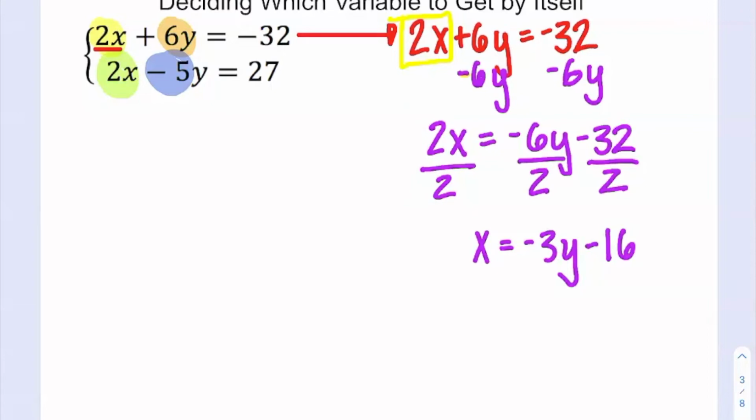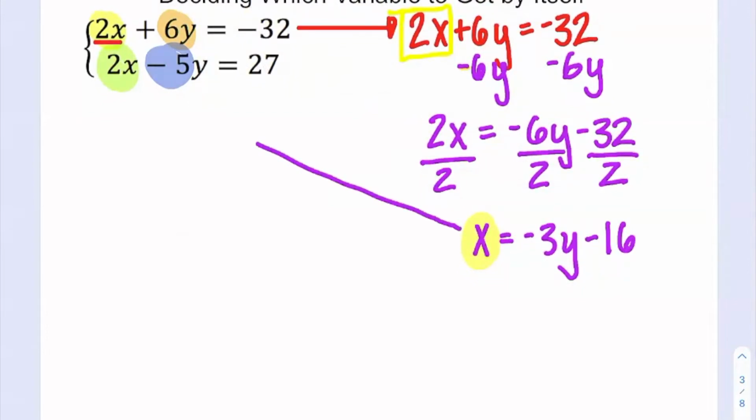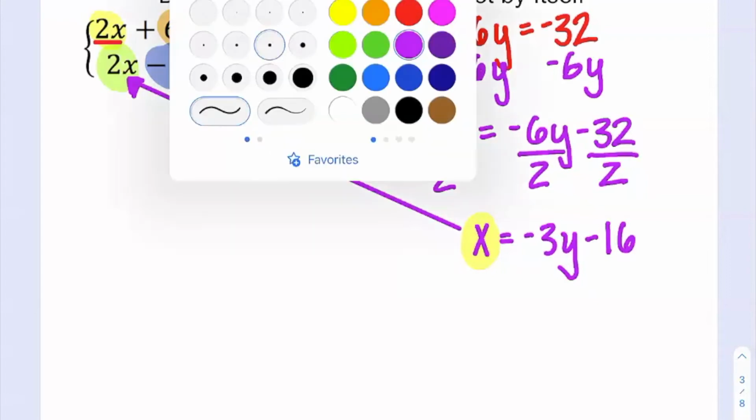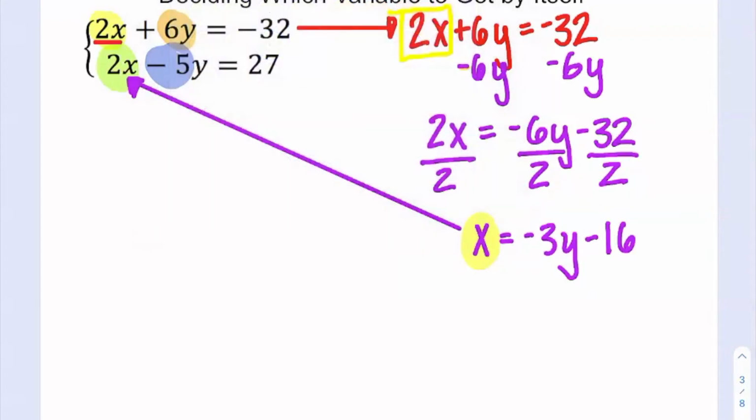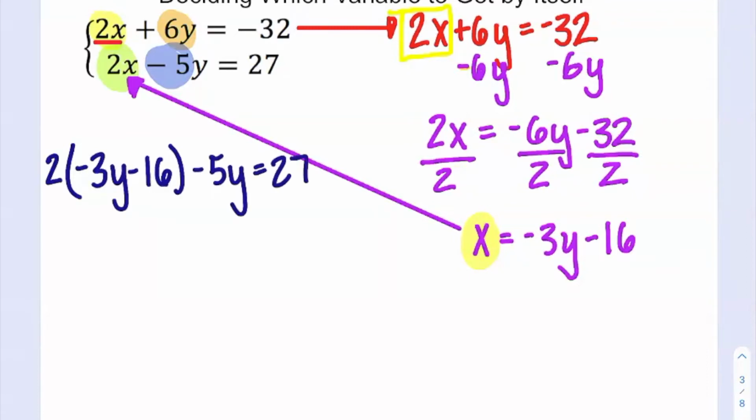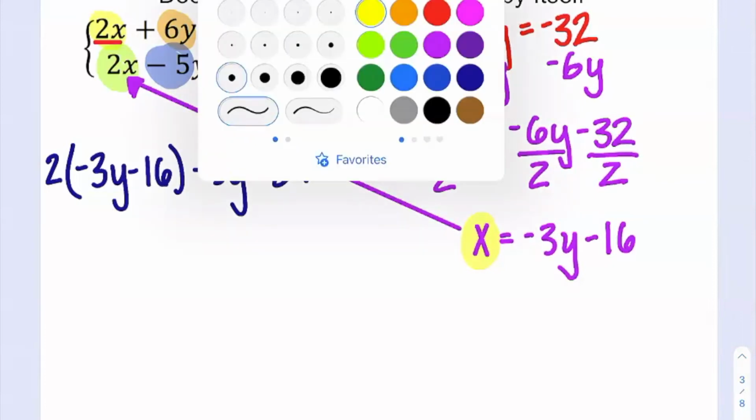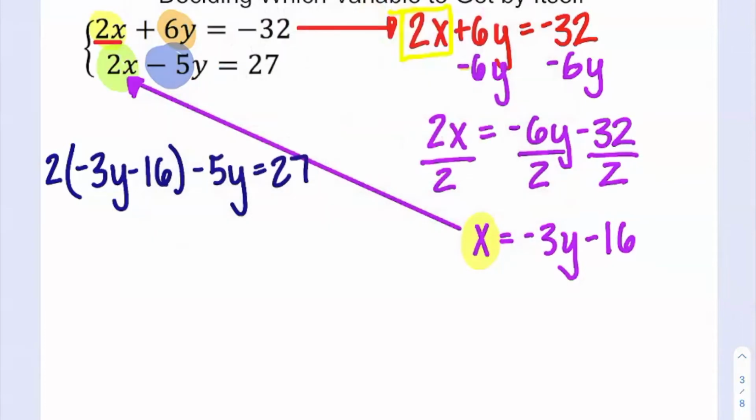Now I have a variable that is by itself, which allows me to take this equation and plug it in to my x in the second equation. So if I plug that in, I have 2 times (negative 3y minus 16) minus 5y is equal to 27. And again, that negative 3y minus 16 came from our equation that we just solved for, getting x by itself.